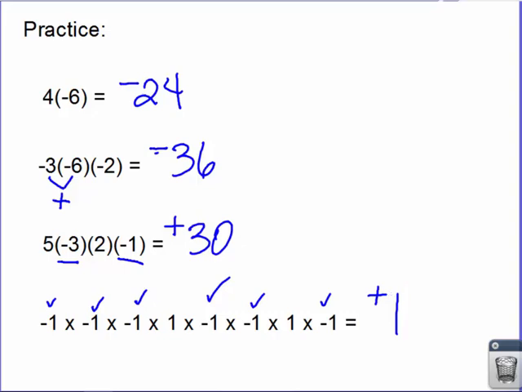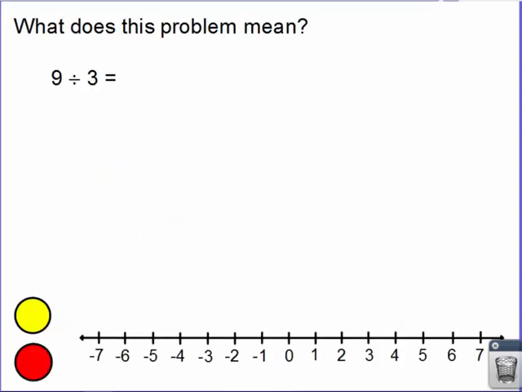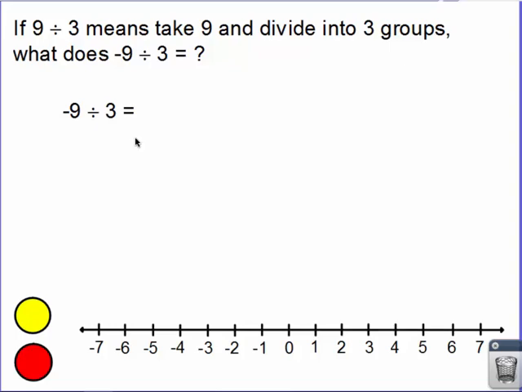Now some will ask then, okay, then how do we divide integers? Well, for division of integers, let's see. This one says I've got 9 positives. I'm going to divide them into 3 groups. Well, we end up with a positive 3. So a positive and a positive still make a positive. What about a negative and a positive? Well, if I got 9 negatives and I divide them into 3 groups, I'm going to end up with 3 negatives in each group. So a negative and a positive make a negative.